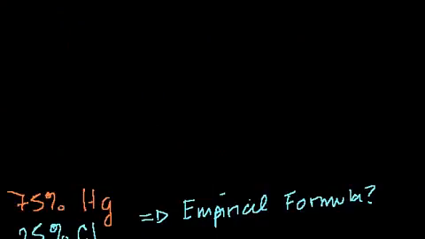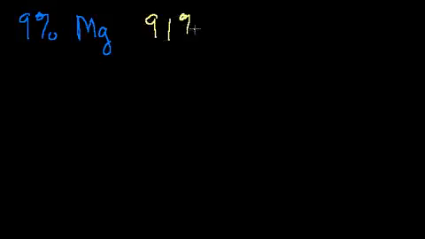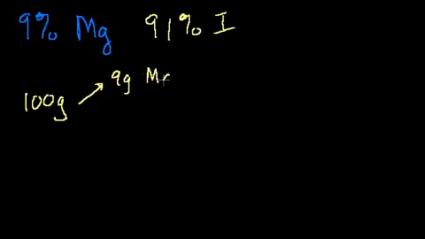Let's do another one of these. Let's see how the numbers turn out for this one. Let's say you have another bag that is 9% magnesium, and let's say the remainder of the bag, 91%, is iodine. So the way to do all of these is just to do the same thing. Assume you have 100 grams, of which you have 9 grams of magnesium and 91 grams of iodine.